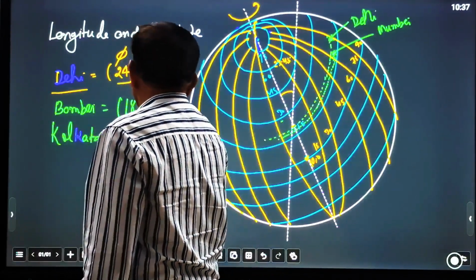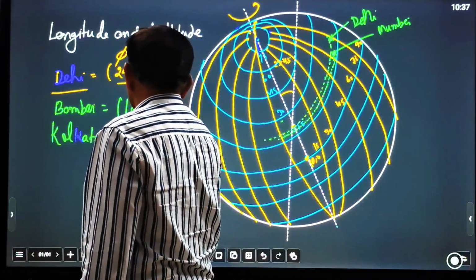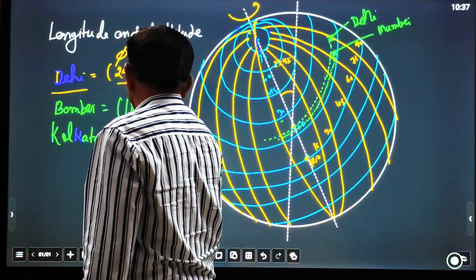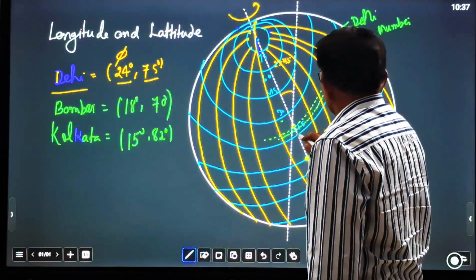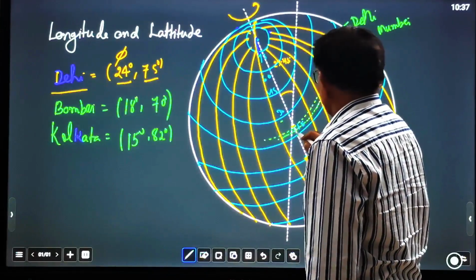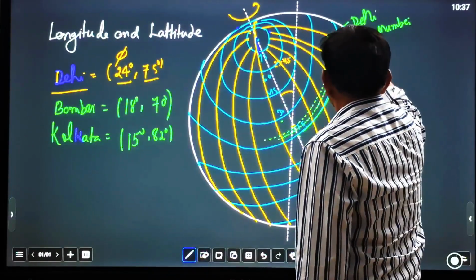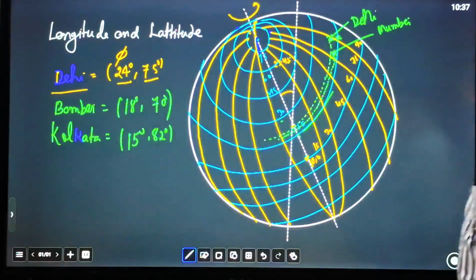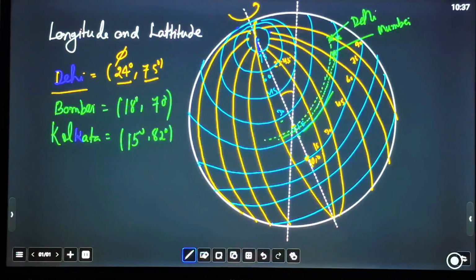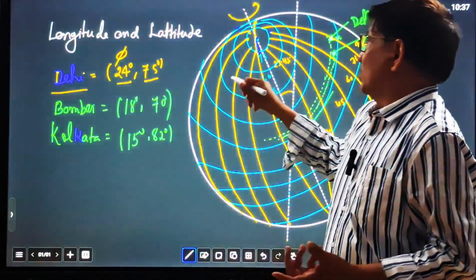So at least we take 15 degree and 82. This is a 15 degree line, up to 82. Here we move along the 15 degree line to 82, 75. You will find the position of Kolkata here. These are arbitrary values.